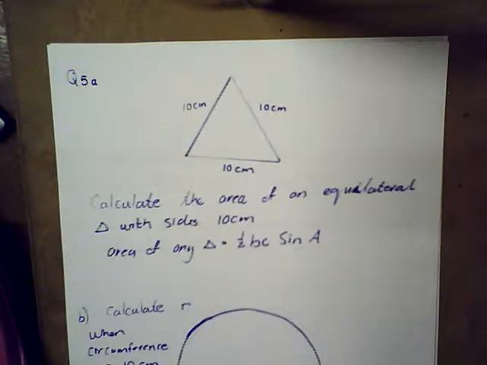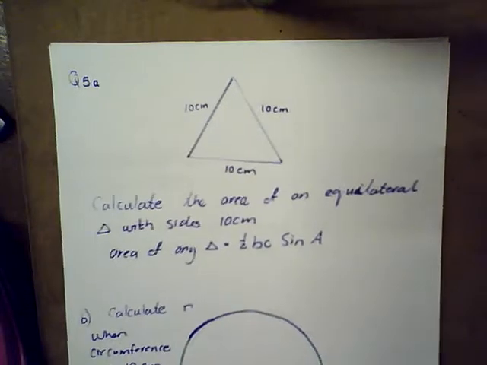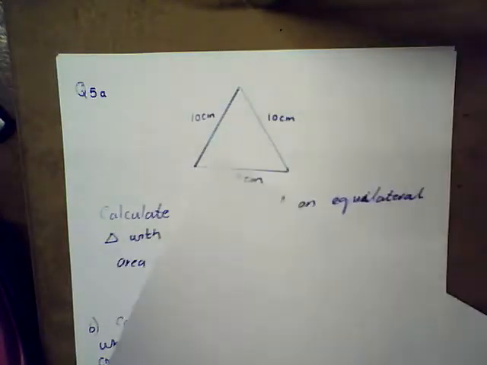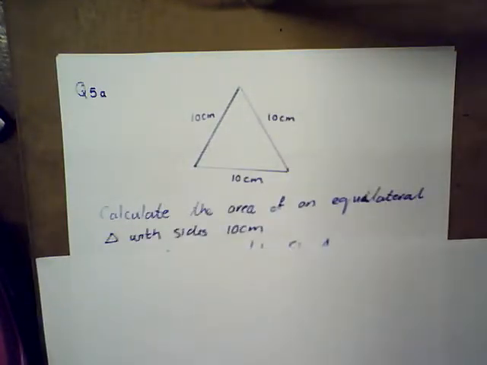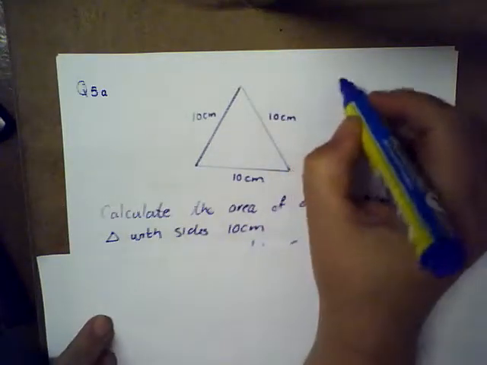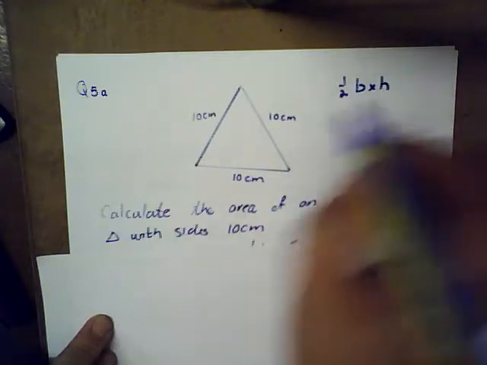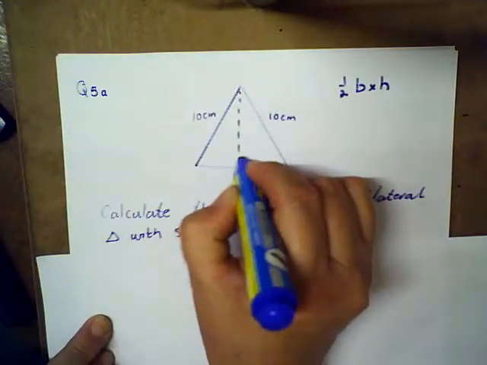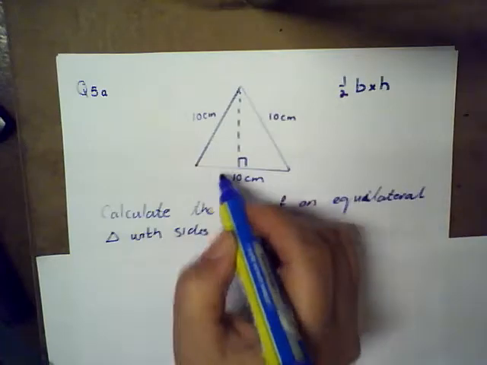5. Okay, the first bit is they say calculate the area of an equilateral triangle with sides 10 centimeters. Okay, so I've drawn an equilateral triangle there. My sides are 10 centimeters. And I've thought about this problem. There's probably a few ways that you can solve it. You could still do half base times height, and then you had to find the perpendicular height and use Pythagorean theorem to do that.